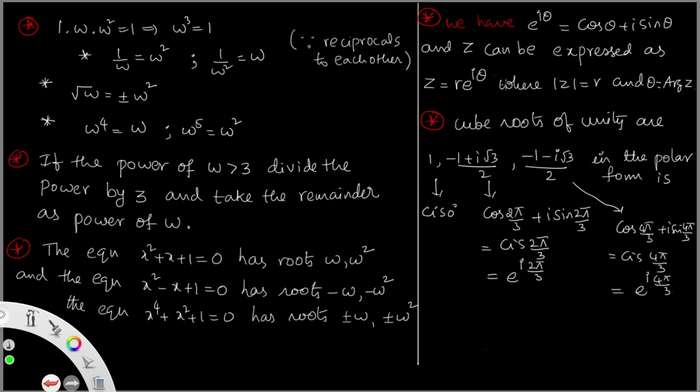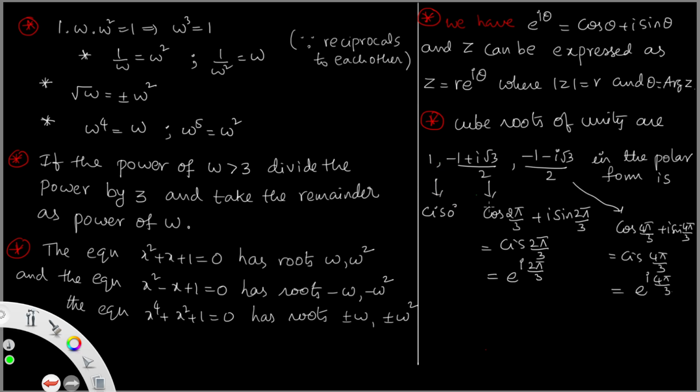And next, e power i theta equals cos theta plus i sin theta, and z can be expressed in modulus amplitude form, that is z equals r into e power i theta, where mod z equals r and theta equals the argument of z. The cube roots of unity are 1, minus 1 plus i root 3 by 2, and minus 1 minus i root 3 by 2, which are nothing but 1, omega, omega square. In polar form, 1 can be written as cis 0, that is cos 0 plus i sin 0, where cos 0 is 1 and sin 0 is 0. So the polar representation of 1 is cis 0.